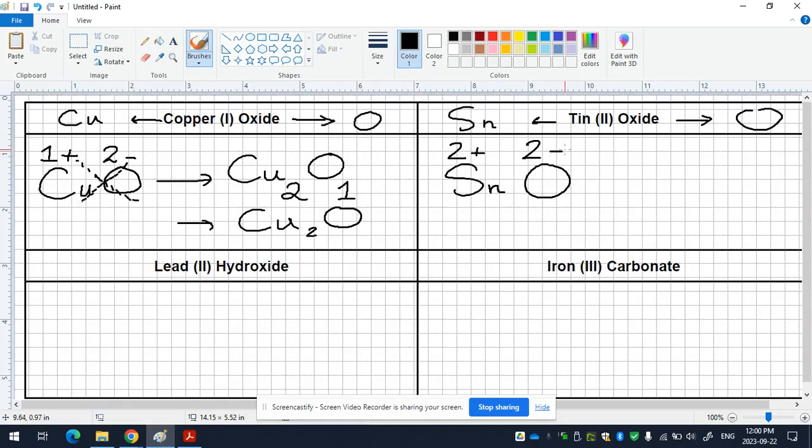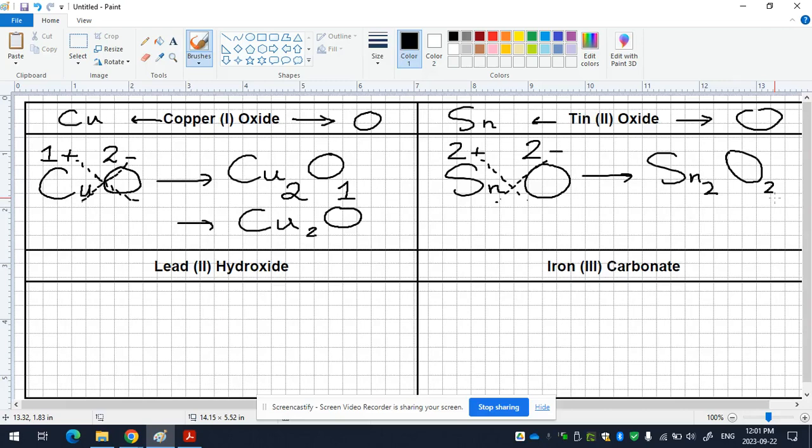What do I do now? No, criss-cross. Easy word, criss-cross. So I put this one here, I put this one here. So what does it become? Sn and what? O. Also what? Okay. Now, you can leave it like that, but if you have 2 of each and 2 of each, can you also say that I could make it simpler to 1 of each?